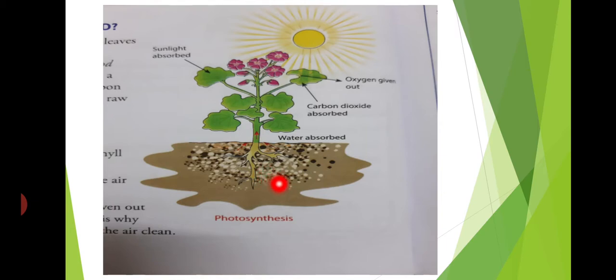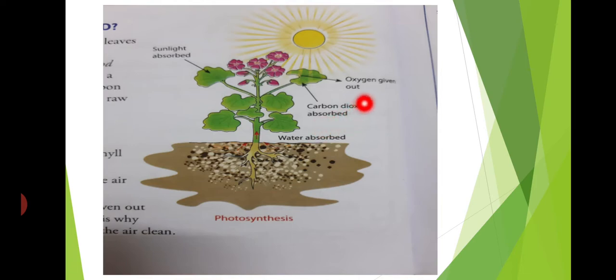Children, here is the picture showing you the process of photosynthesis in plants. So firstly, the water is absorbed by the roots and carried by the stems to the leaves. And secondly, sunlight is absorbed by the chlorophyll when it falls on the leaves. Thirdly, carbon dioxide is absorbed from the air taken in through the stomata.